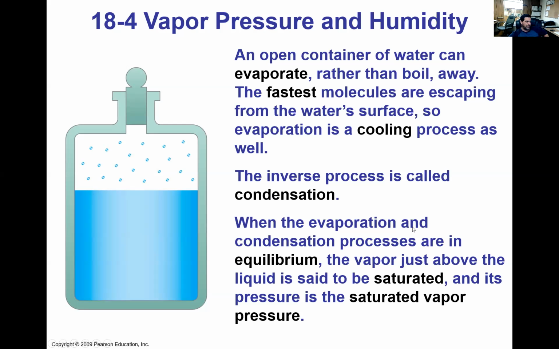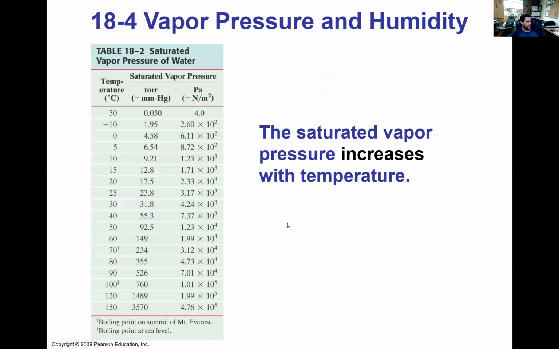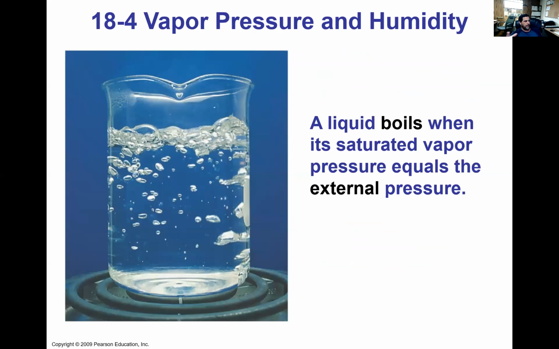When the evaporation and condensation processes are both in equilibrium, the vapor just above the liquid in here is said to be saturated, and its pressure is the saturated vapor pressure. So saturated vapor pressure will increase with temperature. Okay. So as temperature goes up, your saturated vapor pressure also goes up. So here you've got a picture of a liquid boiling. A liquid boils when its saturated vapor pressure equals external pressure. So the boiling bubbles of water vapor float upward from the bottom where the temperature is the highest.